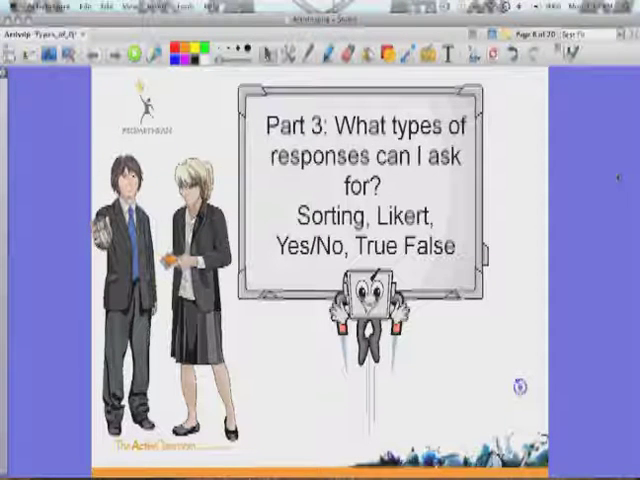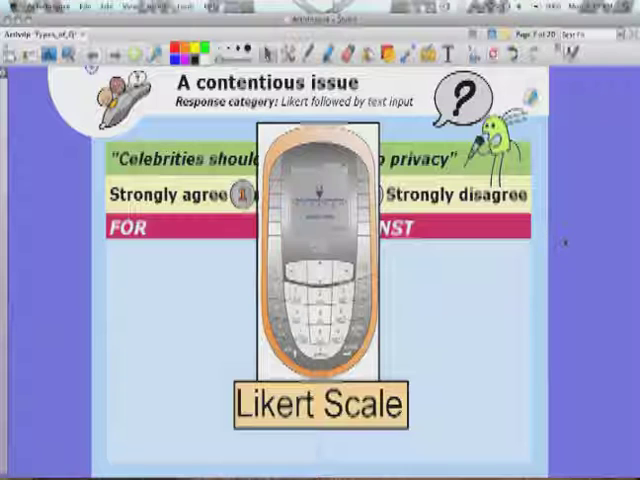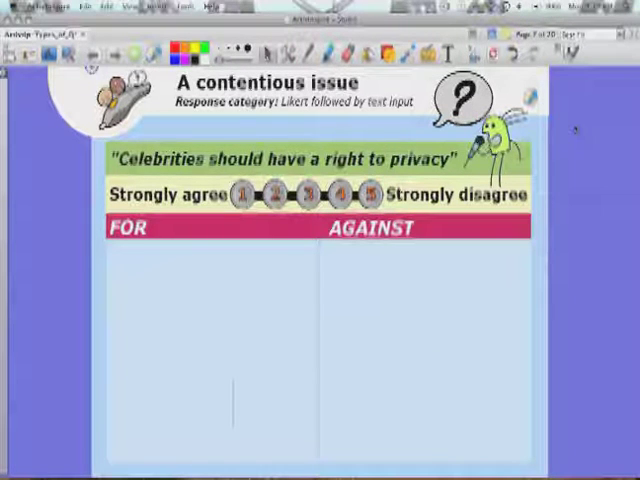In this ActivTip, we're going to look at some ways that you can ask questions with sorting, Likert, yes, no, or true, false using your Activ Expressions. So first up is a Likert scale. This is a great way to ask a question to get a nice discussion going with your classroom. The first question we have here is: celebrities should have a right to privacy.